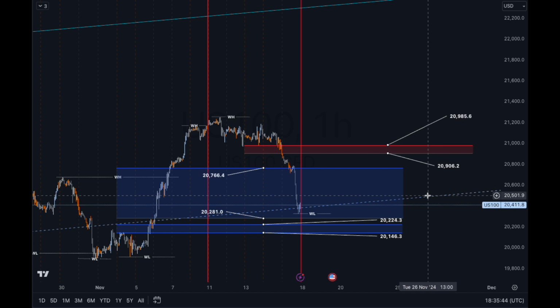Okay, so the new bearish FVG that we want to keep an eye on is this one over here, right? And that is 20985.6. That's the high side of the FVG, and the low side of that FVG is 20906.2. Okay, and then we have the weekly low that was set for us.